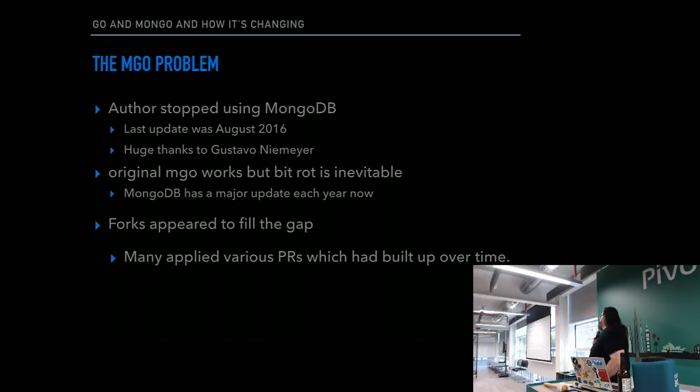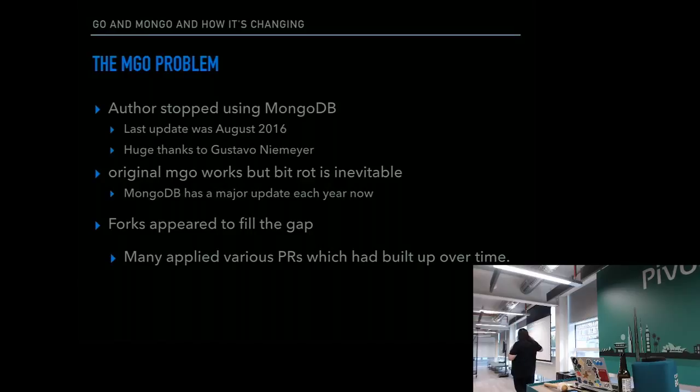Unfortunately, there was one person who fell out of love with it, and that was the author. Gustavo Niemeyer did a beautiful job keeping it up and running, but he went off doing other things. Big thanks to him, because otherwise there wouldn't be any Go MongoDB code out there. The last update was 2016. The original MGO still works, but it's a bit rotty. You know how it is.